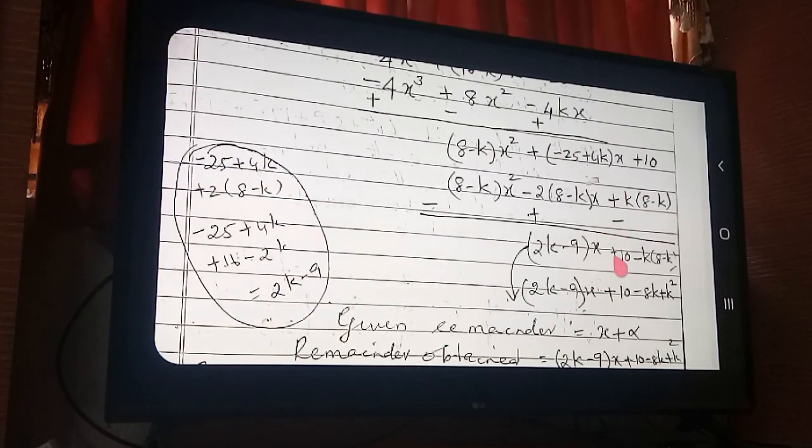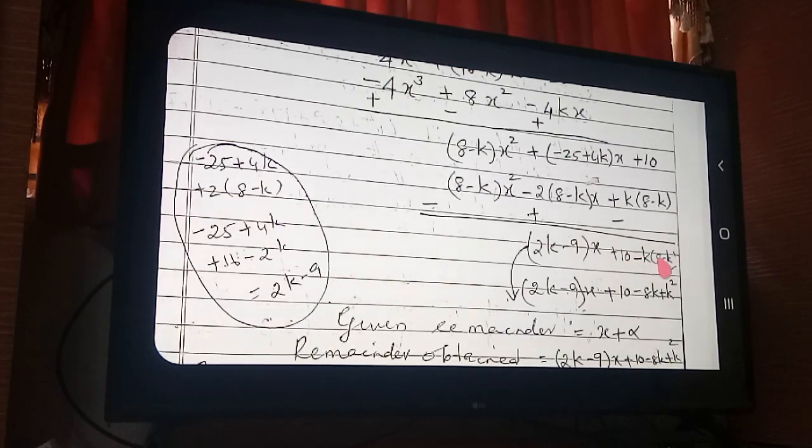That is 10. This term 10. Here the sign changed and written here minus. So minus k into 8 minus k. That once more I simplified and written down. 2k minus 9 into x. That is the same only. Here the simplification we already did. And here simplify again. 10 minus 8k.